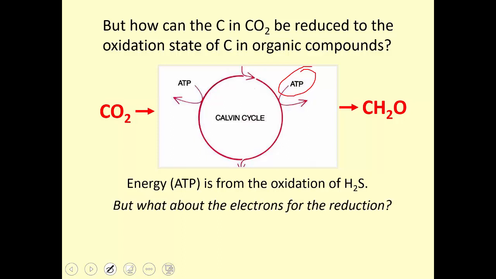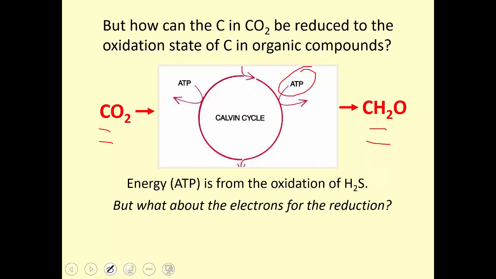But the electrons have to come from somewhere. There are electrons that are needed to reduce the carbon in the CO2 to the level that we see in organic material. So you need to know that, but you don't need to know the details about what's going on. But let me give you a little bit of the details.